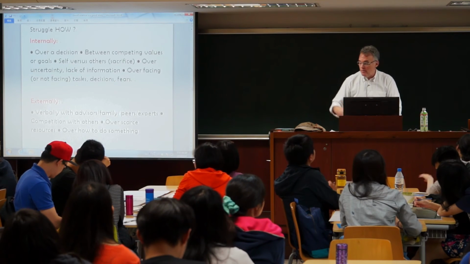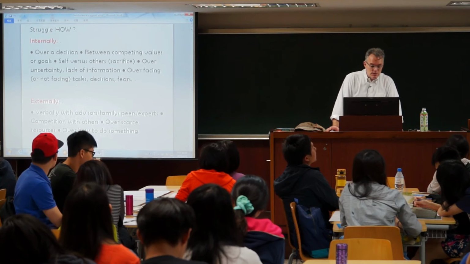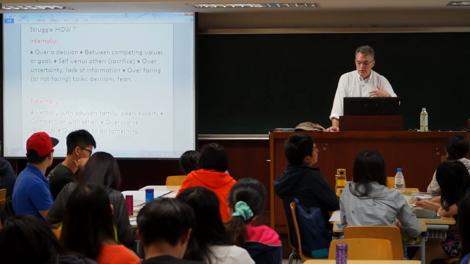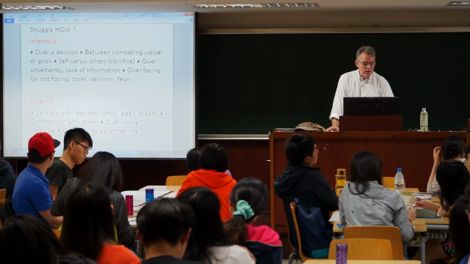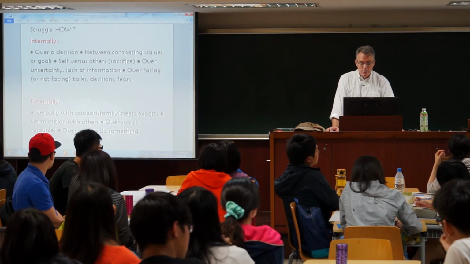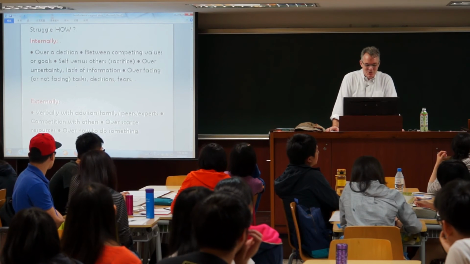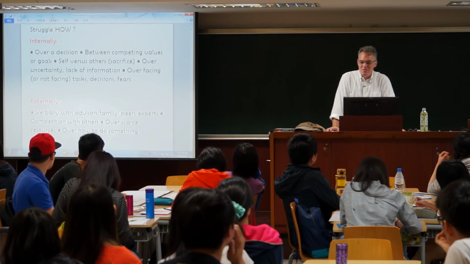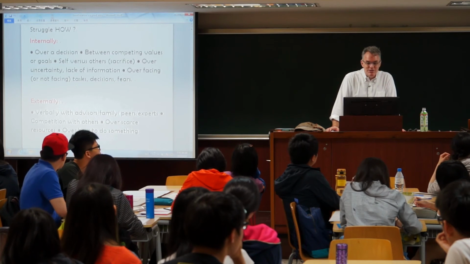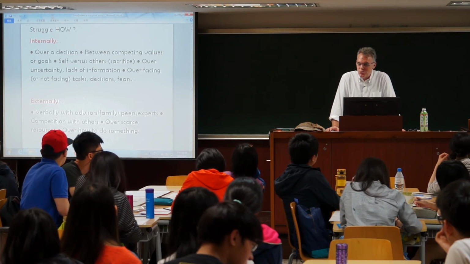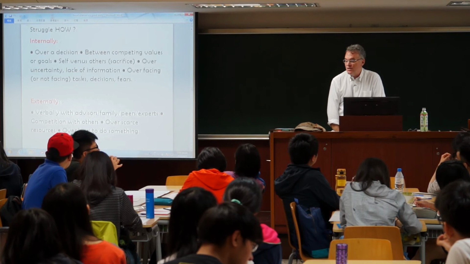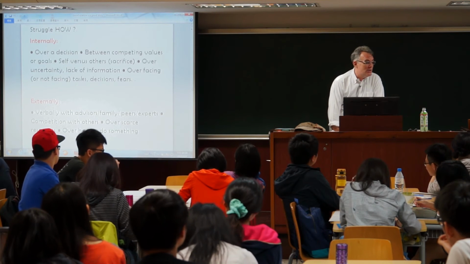So struggles can be, again, internal and external. You can struggle internally over a decision. You can struggle over values, sacrifice, uncertainty, over fears, or externally face struggles from your advisor or other faculty, from your family or from your peers or from experts. You have struggle against competitors, competition, over scarce resources, or how to do something. So these are all potential areas that you can use to illustrate your struggle.